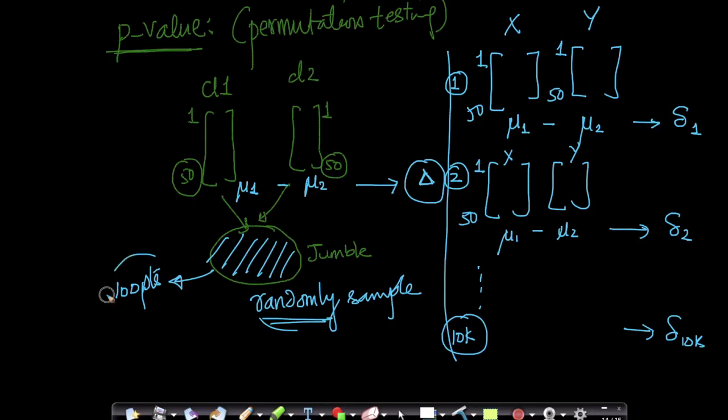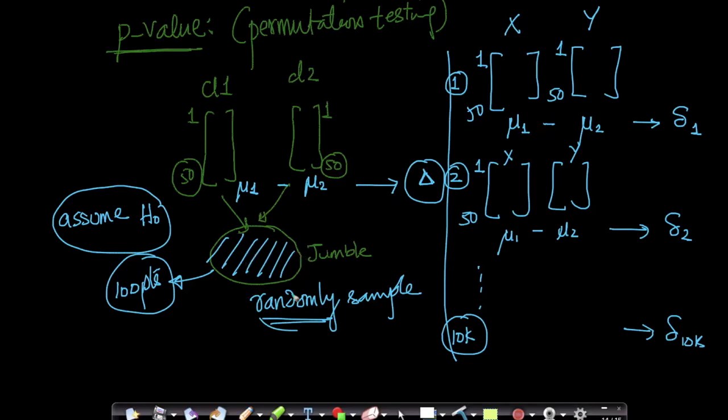We said that let's assume that there is actually no difference between these two classes of students, these two sets of students, right? I put them in a big jumble. So by jumbling, I am assuming that there is no difference. I'm assuming my null hypothesis. I mix both of them, and now I say that let's sample them.